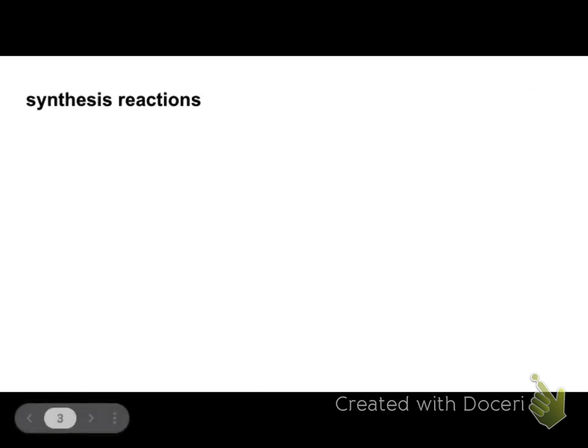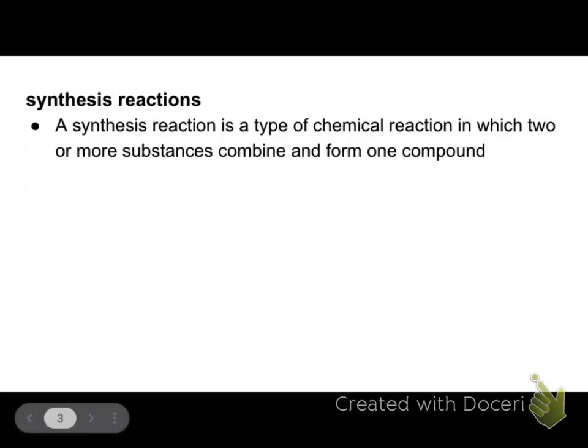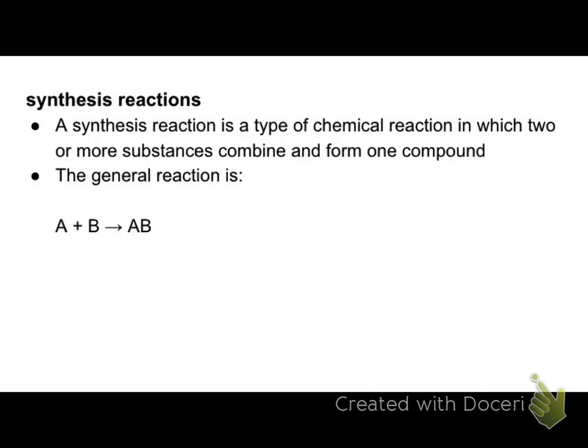First one is called a synthesis reaction. In a synthesis reaction, 2 substances combine to form one compound, sometimes 3 or 4 substances, but the idea with the synthesis reaction is you take simple parts and you combine them into a compound. The general reaction for this would be A plus B reacts to yield AB. So A and B are individual elements, and they would combine to form a compound.